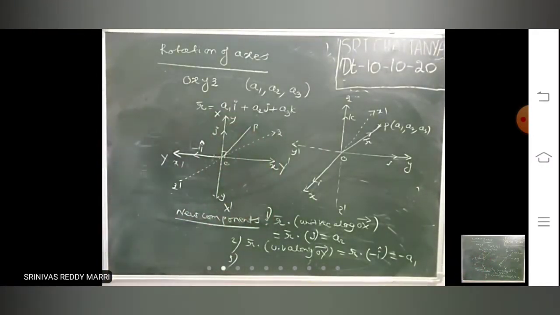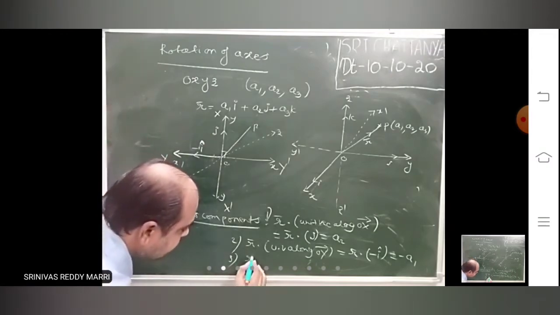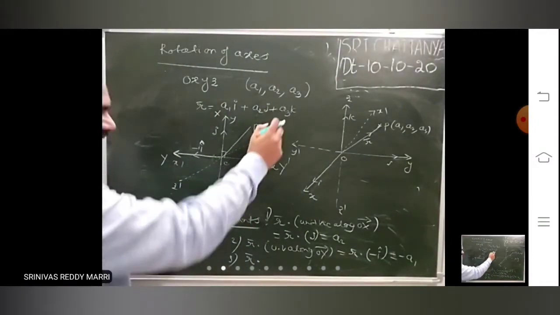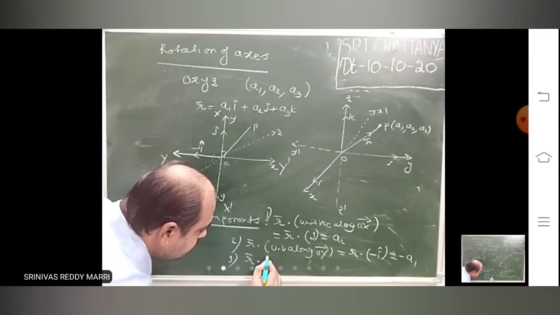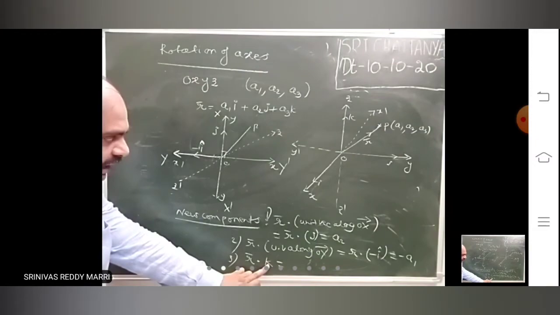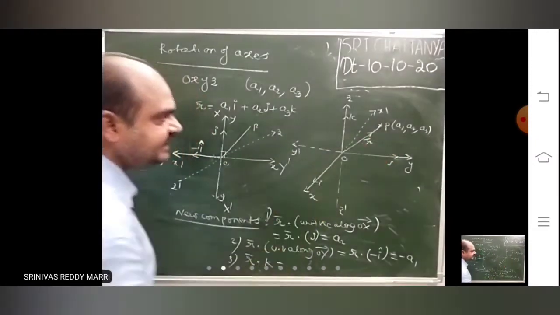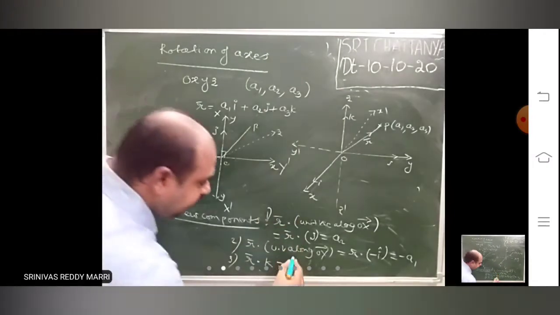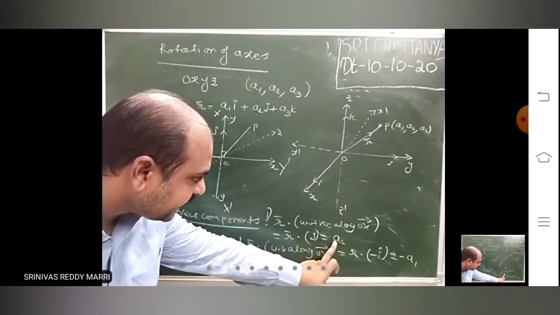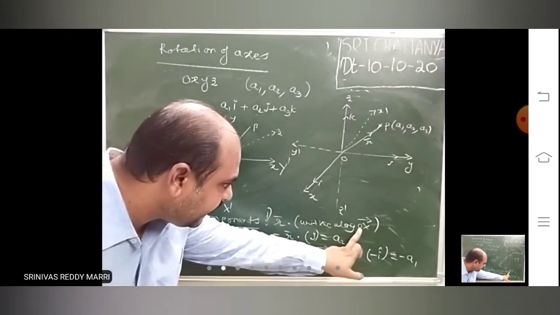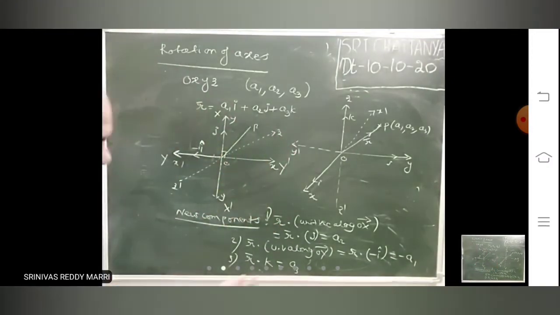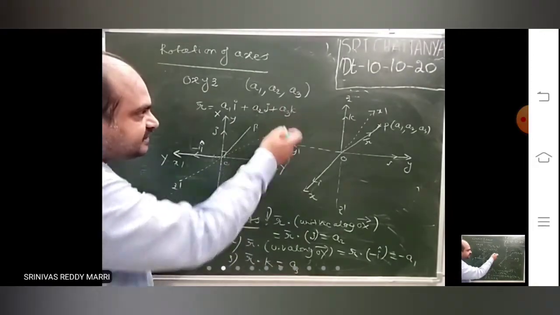Third, the Z-axis is not changing. Old and new are the same, so A3 will not change. The Z component will remain the same, R bar dot K, because OZ here and OZ in the previous axes are the same. Therefore, the new components are: the X component is A2 along OX, the Y component is minus A1 along OY, and the Z component stays the same, fixed.